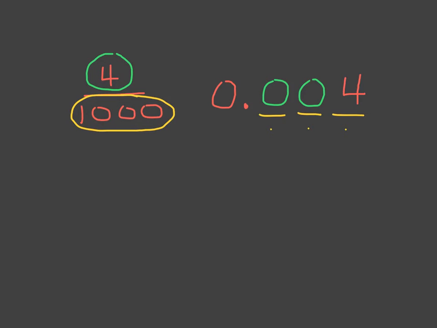Let's look at a mixed number. 3 and 9 tenths. Once again, we begin by drawing our decimal. In this particular example, since 3 and 9 tenths is a mixed number, we're going to take that whole number and place it to the left of the decimal.